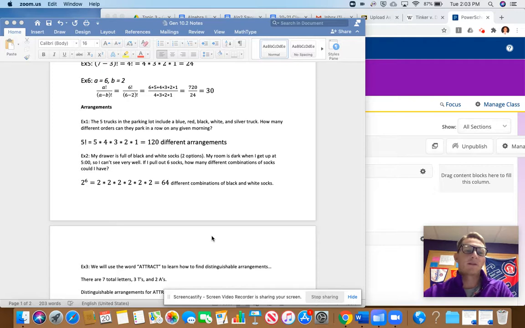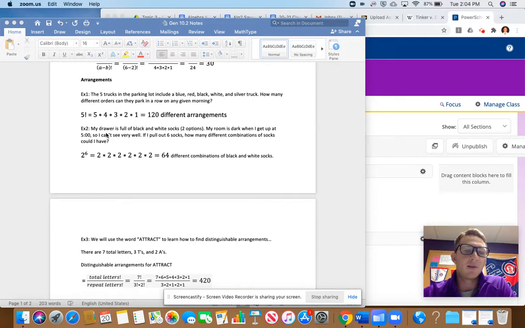So arrangements. In our first example, we have 5 trucks in the parking lot: a blue, red, black, white, and silver truck. How many different orders could we park those trucks on any given morning? So we are just going to take the 5 different options of trucks and find the factorial of it. So 5 times 4 times 3 times 2 times 1. And there's 120 different ways that we could park those 5 trucks out in the school parking lot.